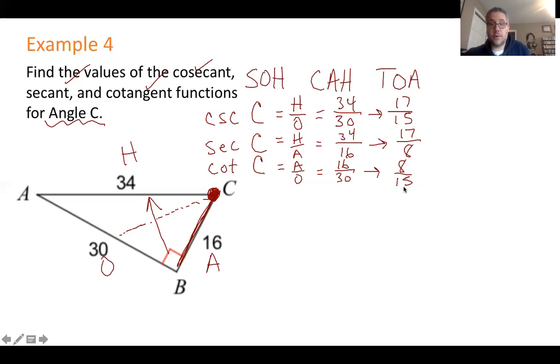So this is a short and sweet introduction to the reciprocal functions, cosecant, secant, and cotangent. A little bit more practice, and you guys will have lesson 1 in the books.